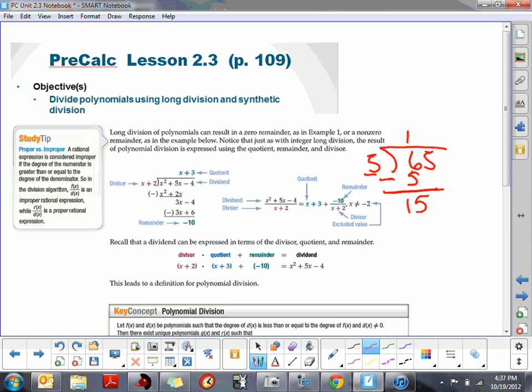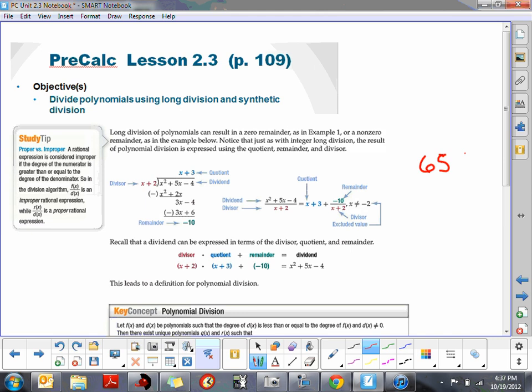5 goes into 15 3 times, and 3 times 5 is 15. So we draw the line, change the signs, add, we get 0. And we'd have a remainder of 0. Now that's what we saw in the first example. When we took a polynomial by another polynomial, we ended up getting a remainder of 0. But this doesn't always have to be the case. This is where I was starting off.